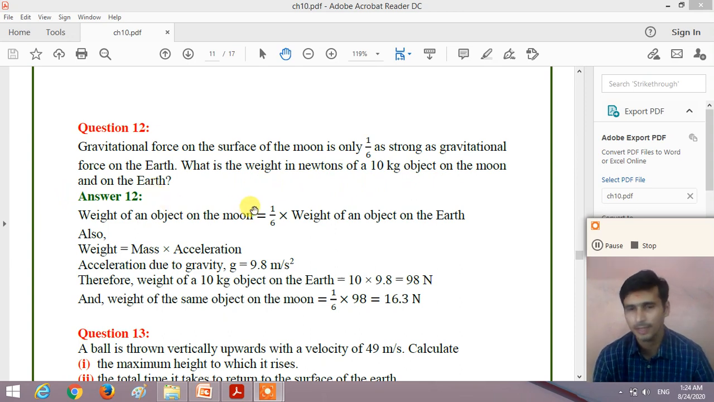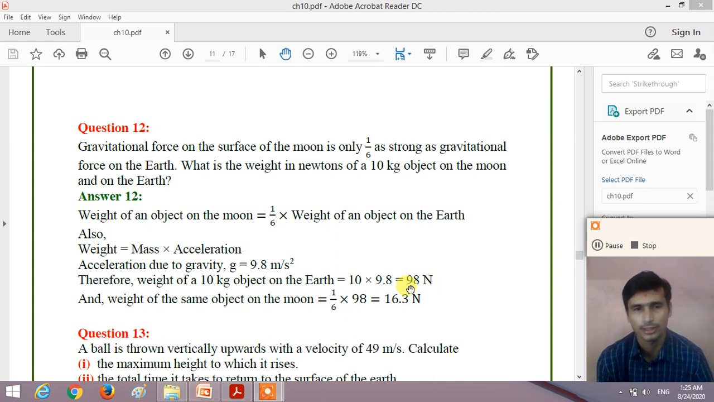So what do you mean by the weight? Weight is equal to mass into the acceleration due to gravity. The value of the acceleration due to gravity is 9.8 meters per second squared. So the weight of a 10 kg object on the earth is mass into acceleration. Mass is 10 kg into acceleration 9.8, which is equal to 98 Newtons.